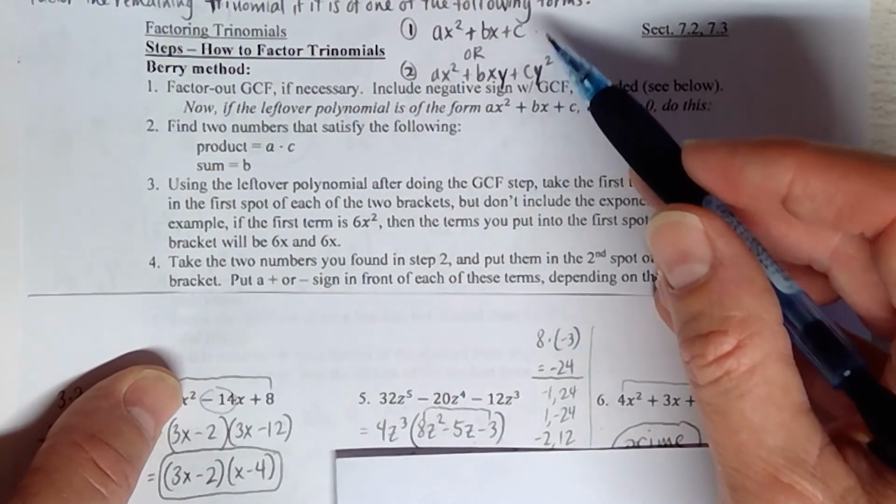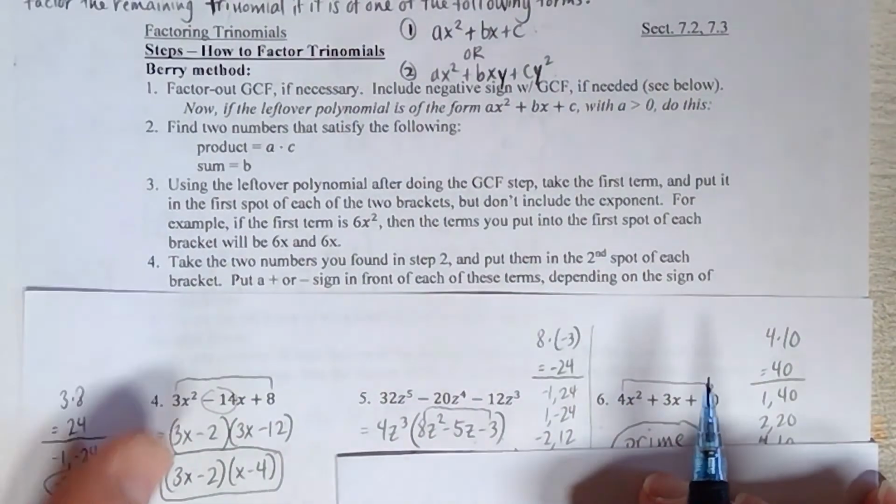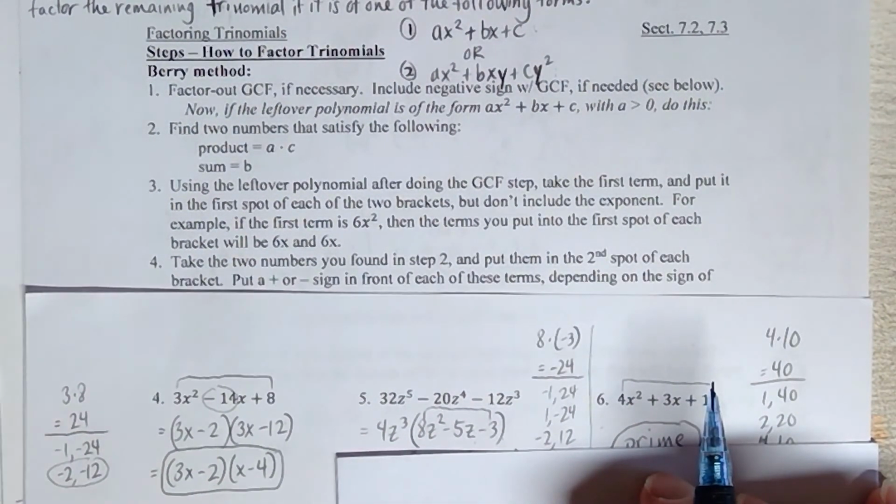If it was still not in one of these two forms, even after you did the GCF step, that would be different. Okay, and I'm not going to ask you to factor a trinomial like that. I'm just telling you that for future reference. All right.